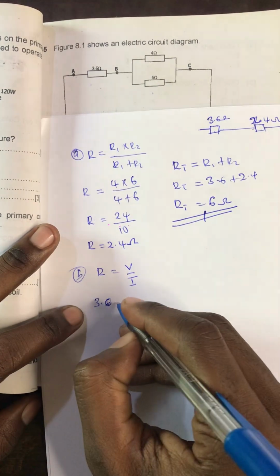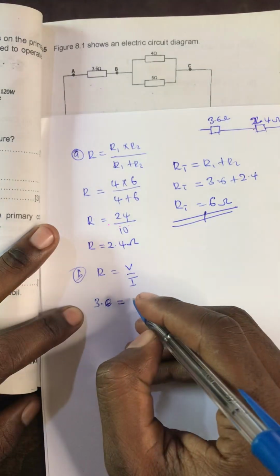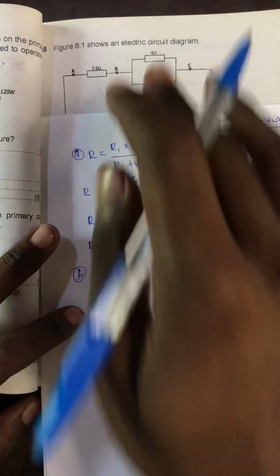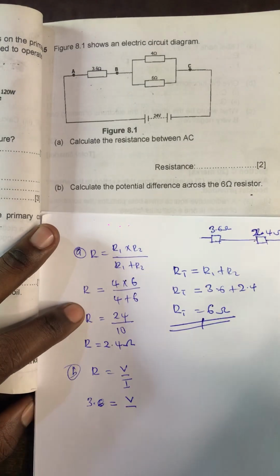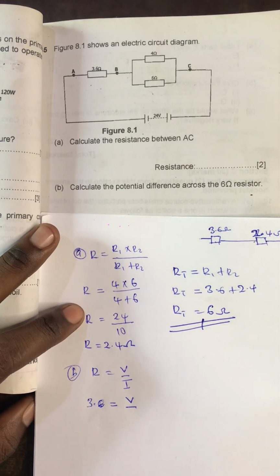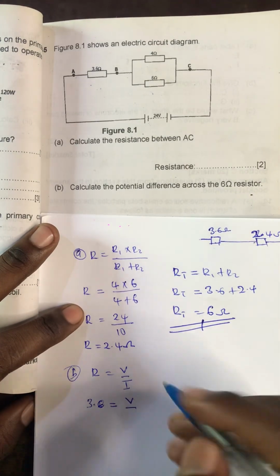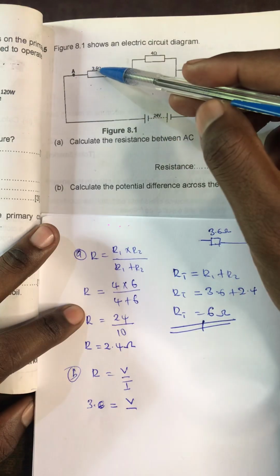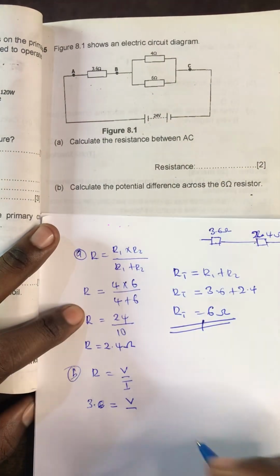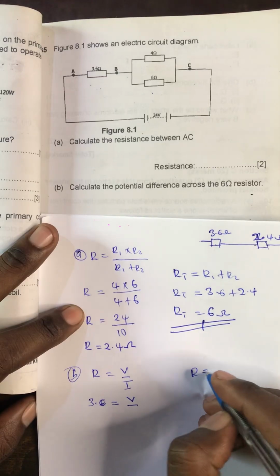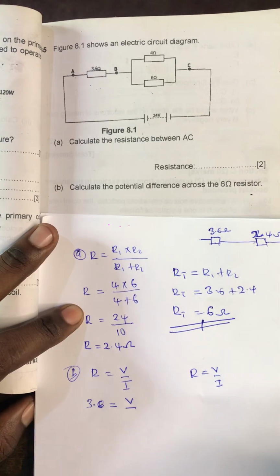3.6 equals, the voltage here is what we are looking for, over... Do we have the current here? No, we do not have the current. So we need to find the current again, okay? So how do we get the current flowing through this 3.6 ohms resistor? We are still going to use Ohm's law. We're still going to say resistance equals voltage over current.